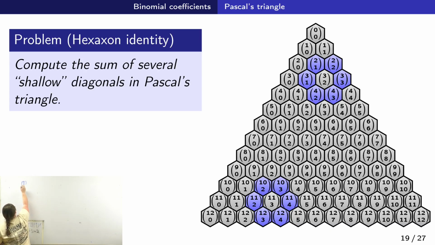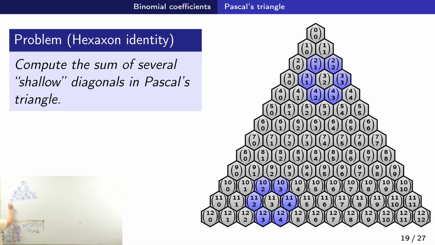0 choose 0. 1 choose 0. 1 choose 1. 2 choose 0. 2 choose 1. 2 choose 2. 3 choose 0. 3 choose 1. 3 choose 2. 3 choose 3. 4 choose 0. 4 choose 1. 4 choose 2. 4 choose 3. 4 choose 4.